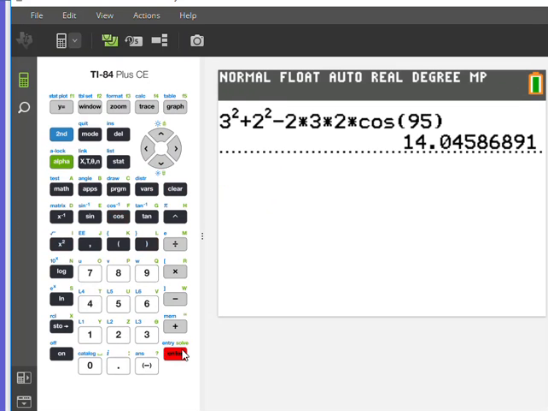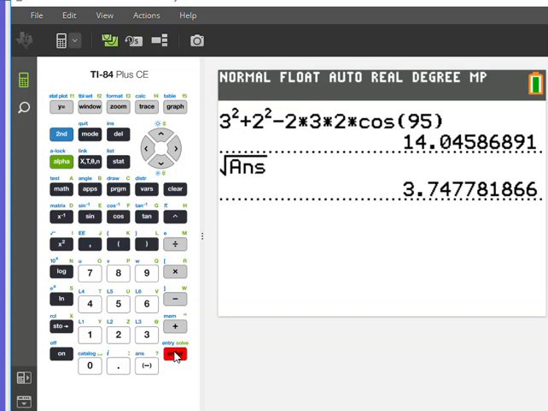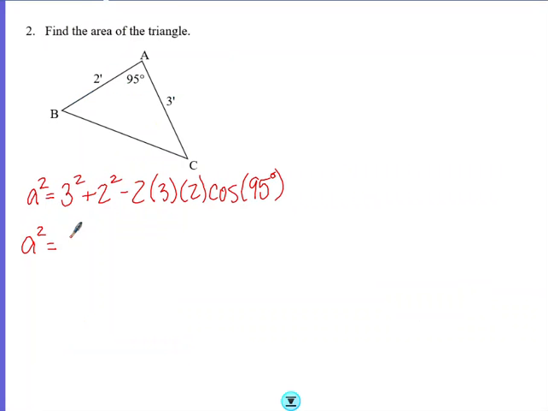We need to take the square root of this to find the value of side a. So let's go ahead and do the square root of the previous answer. And this is our answer for side a, 3.748 feet. Be careful that you don't round this intermediate step here.